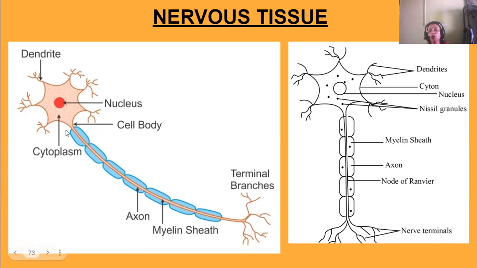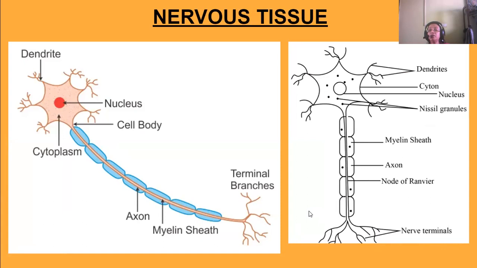Now the one long dendron that grows along is known as the axon, and this axon is covered with myelin sheath. These blue colored projections are the myelin sheath which covers the axon, and then there are terminal branches which have the nerve terminals.